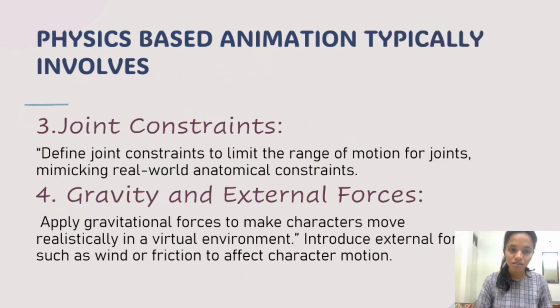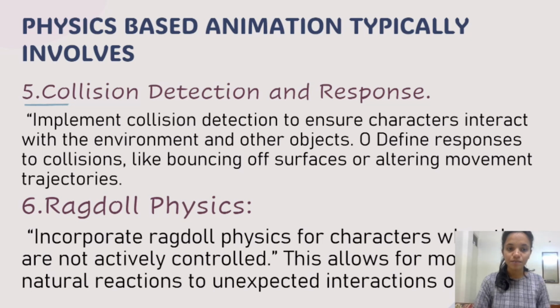Joint constraints. Define joint constraints to limit the range of motion for joints, mimicking real-world anatomical constraints. Gravity and external forces. Apply gravitational forces to make characters move realistically in a virtual environment. Introduce external forces such as wind or friction to affect character motion. Collision detection and response. Implement collision detection to ensure characters interact with the environment and other objects. Define responses to collisions like bouncing off surfaces or altering movement trajectories.